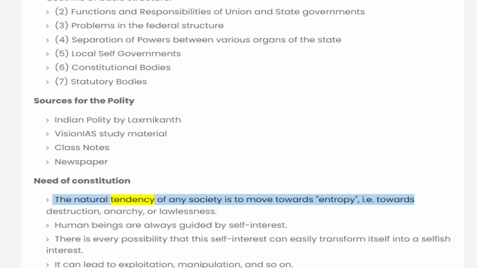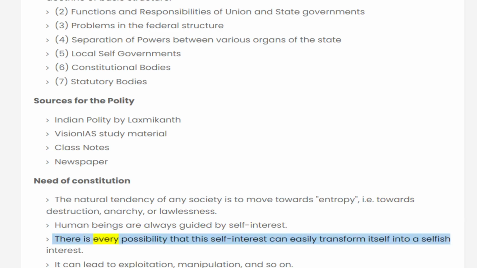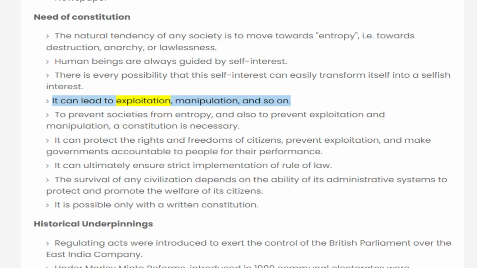Need of Constitution. The natural tendency of any society is to move towards entropy, i.e. towards destruction, anarchy, or lawlessness. Human beings are always guided by self-interest. There is every possibility that this self-interest can easily transform itself into a selfish interest. It can lead to exploitation, manipulation, and so on.